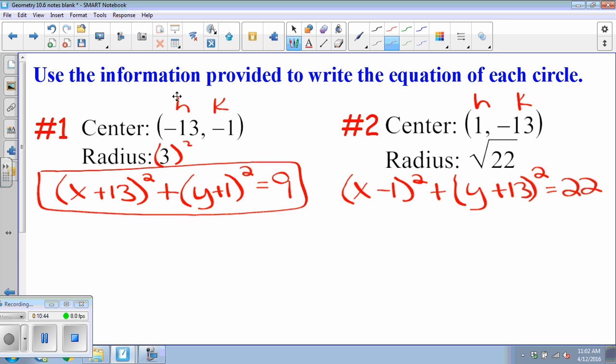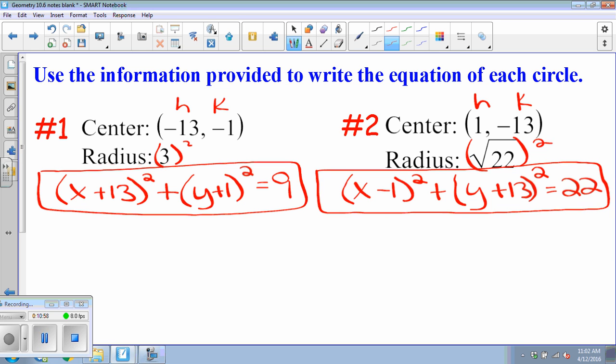So, if we square the square root, it ends up being itself. So that's how come it equals 22. So when you see it written in this form, what it equals is the radius squared. It's already squared. So if you have to tell me what the radius is, you need to take the square root of it. Okay? Any questions?